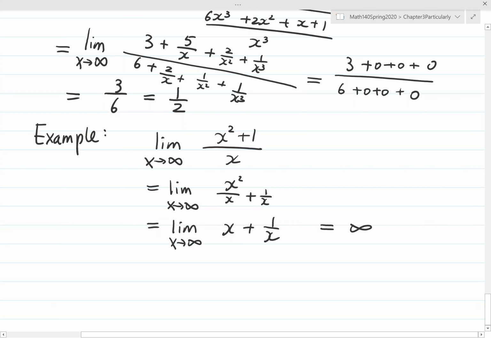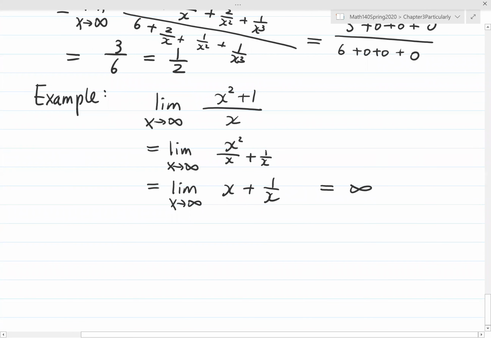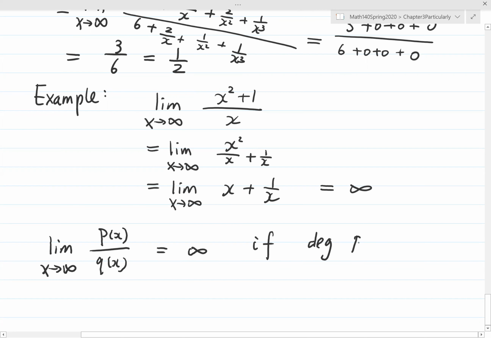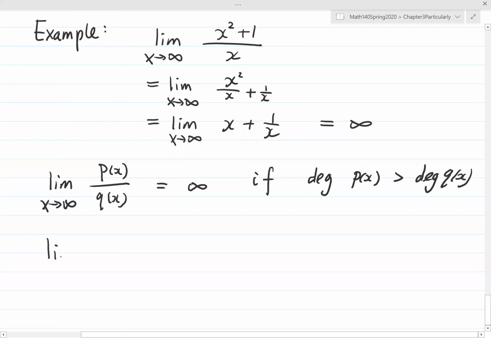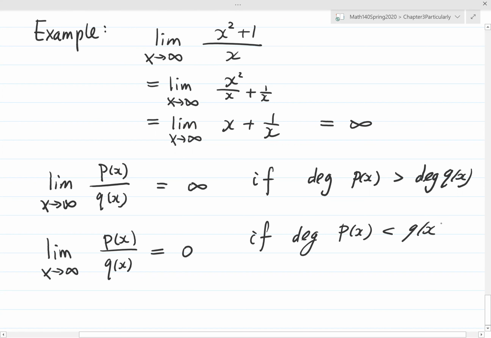Now in general, the limit as x approaches infinity of p(x) over q(x) is infinity if the degree of p(x) is greater than the degree of q(x). Now if the degree of p is less than the degree of q, then we actually get 0.